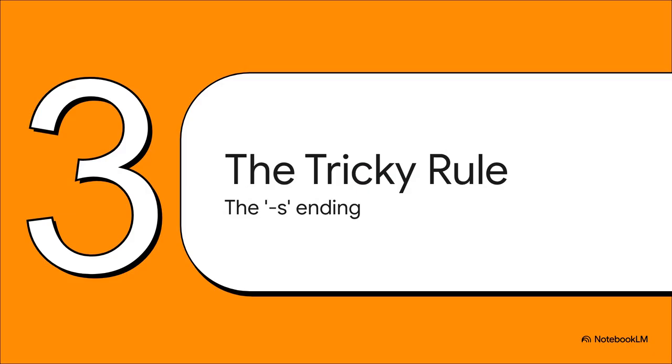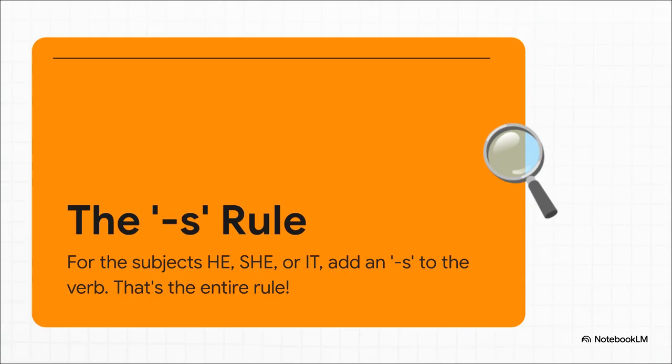Okay, now, there is one small rule we need to talk about. It's probably the only part of the simple present that can feel a little bit tricky at first, but I promise once you see the pattern, you'll get it every single time. So here it is. For the third person singular, that's just a fancy way of saying he, she, or it, the verb needs a little s on the end. And that's it. That's the whole rule.